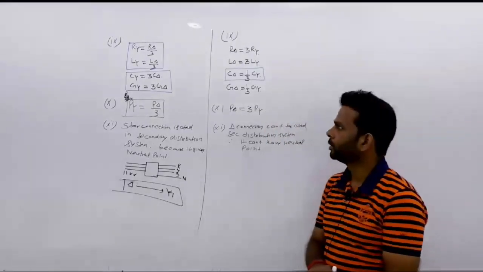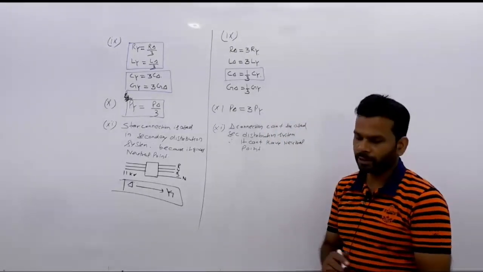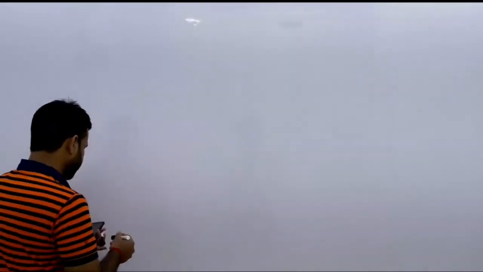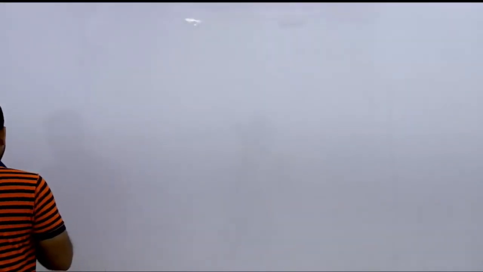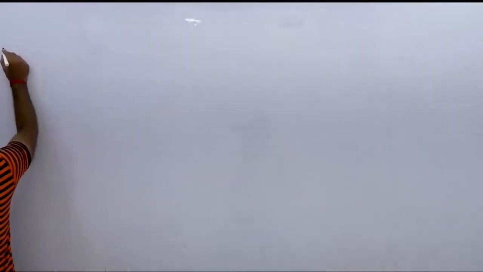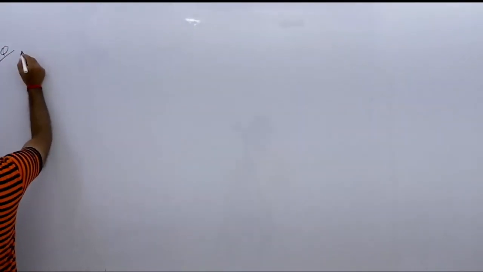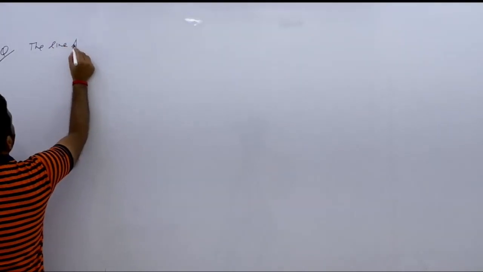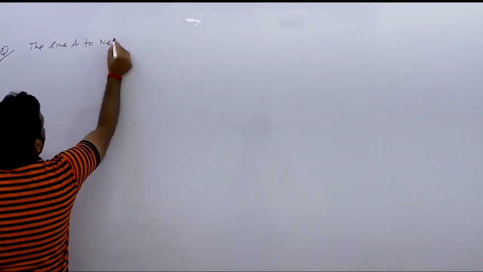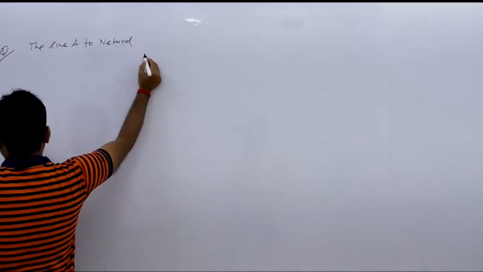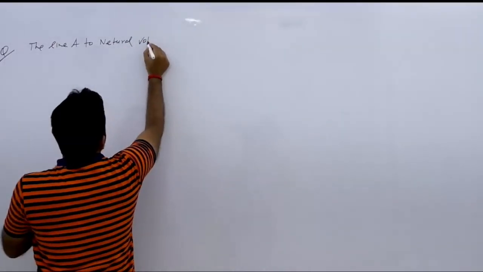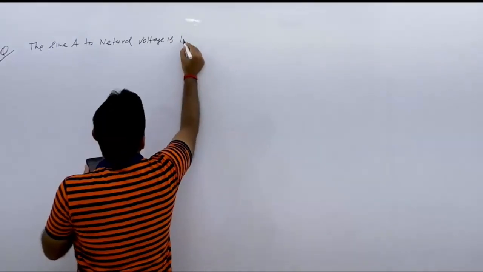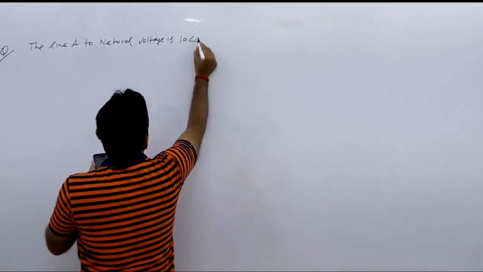So let's start the numericals of this topic. So start करते हैं अपने numericals on three-phase circuits. First numerical for the AC three-phase circuit: the line A to neutral voltage is 10 angle 15 degree volt.